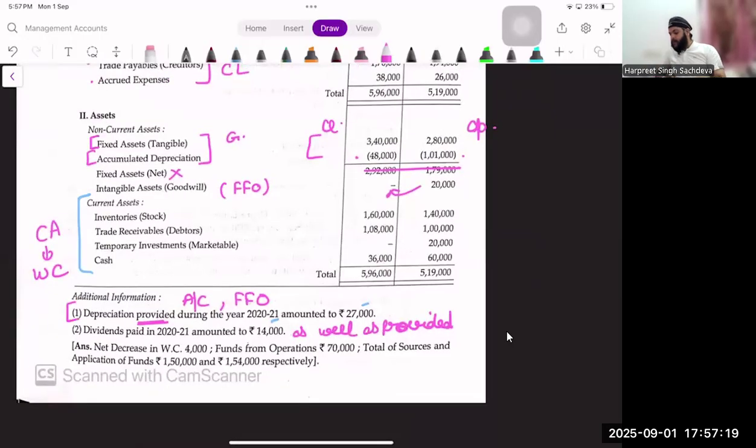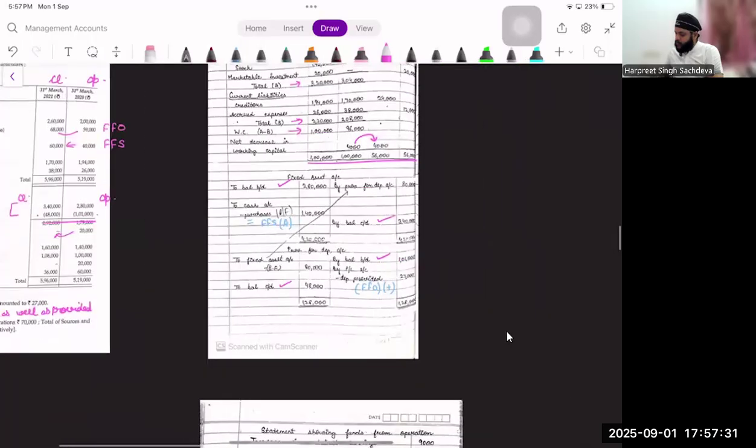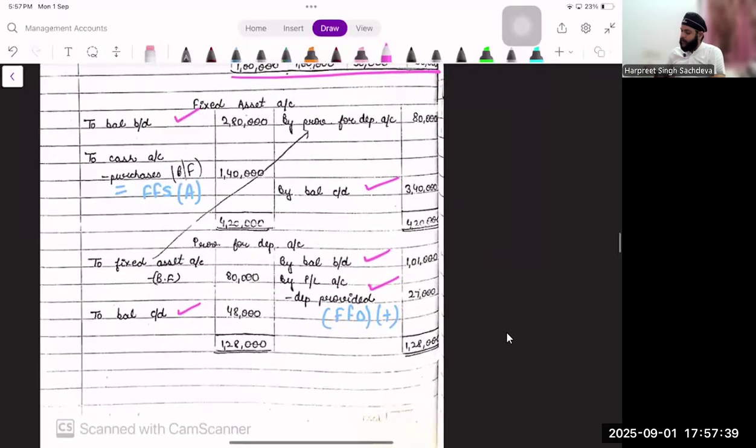They are saying depreciation provided during the year amounted to 27,000. Okay? Depreciation provided means charged to P&L. It's 27,000. So it will come to the dost account by profit and loss account hyphen depreciation provided. It's 27,000. Okay? Any other data is not given. Yes or no?